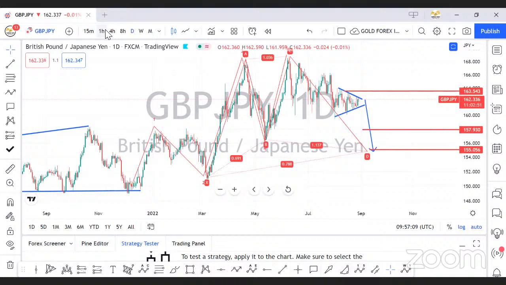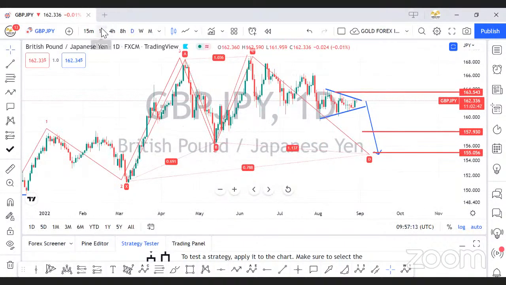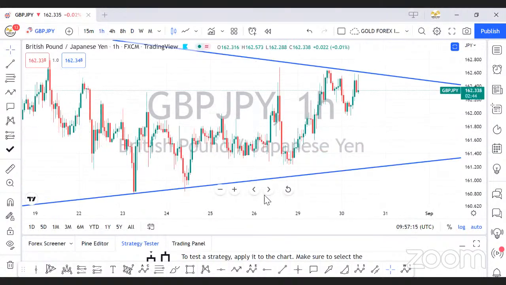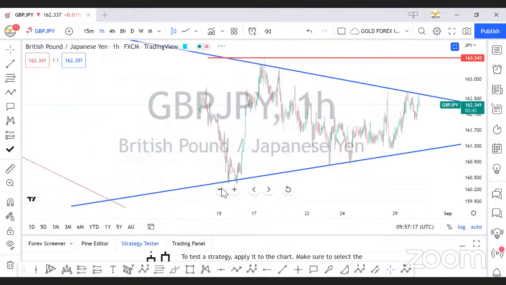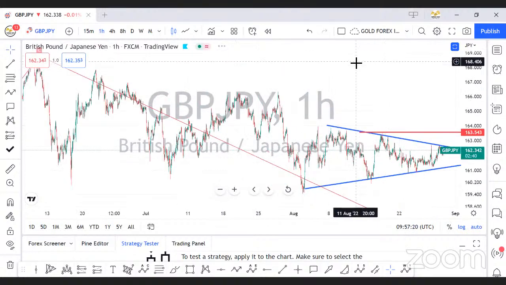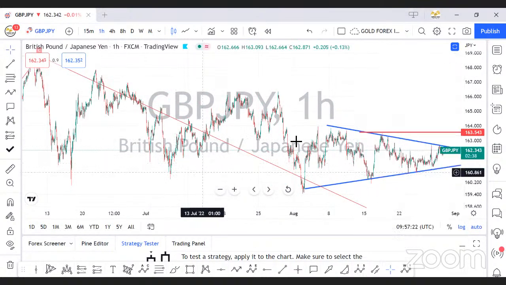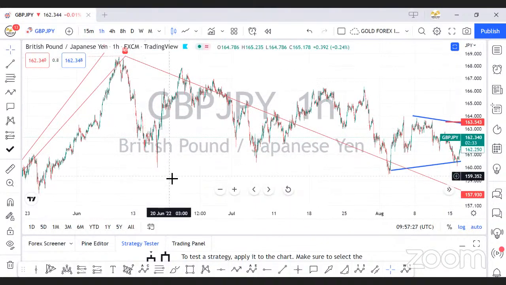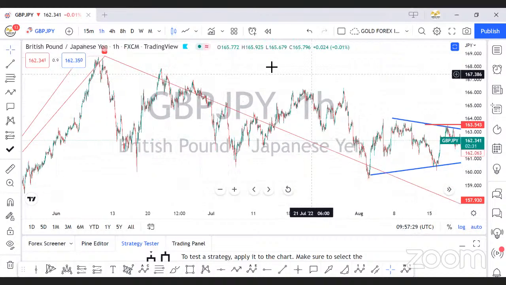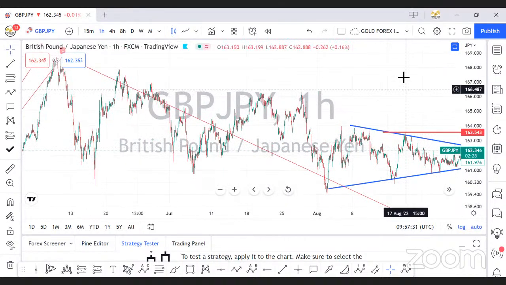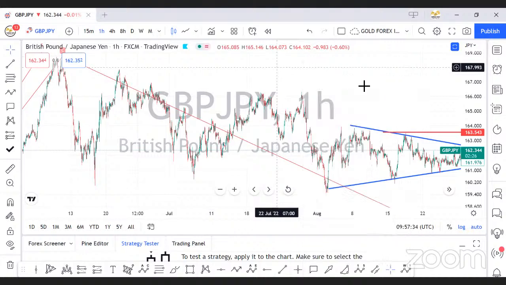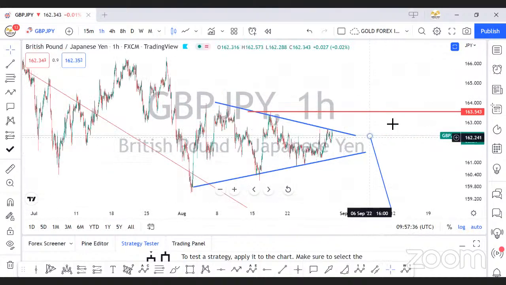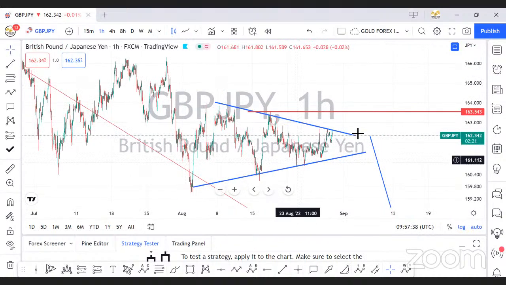Now, it's bearish on the daily time frame. When you go to 1 hour, we are seeing something like this. It's forming a triangle formation. Now, when you come here, we have A, B, C, D. So we are going to have probably an E formation down there. So this correction, A, B, C, D, E.